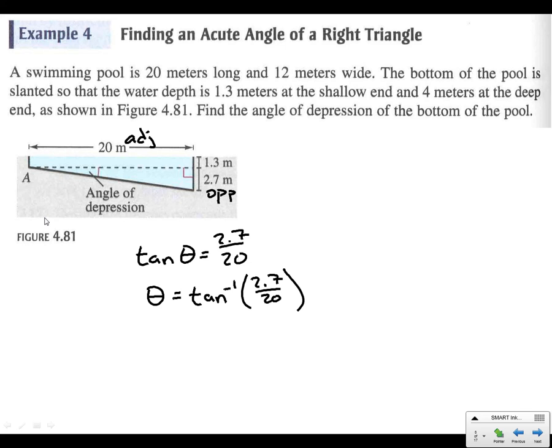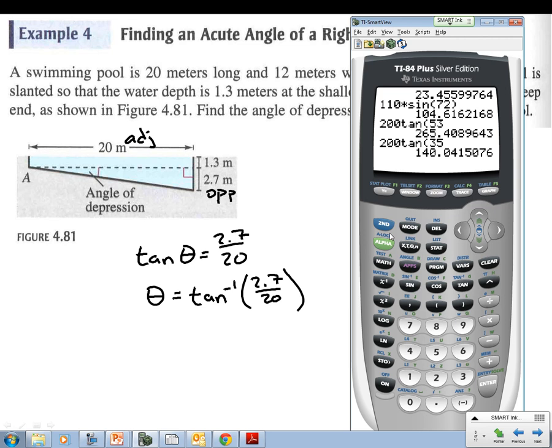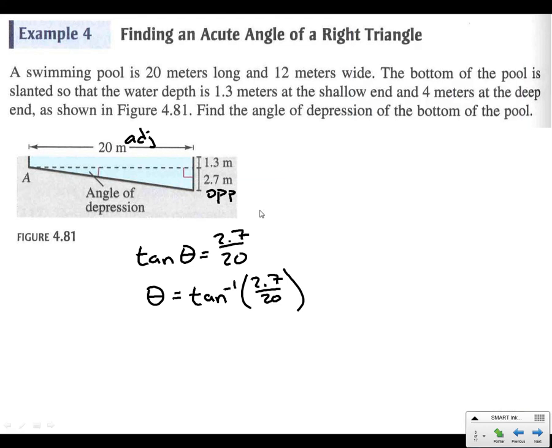Do we want this in degrees or radians? I'm assuming that we want this in degrees. It doesn't really make sense to talk about the angle of a pool in radians. So let's do this. Second tangent, 2.7 divided by 20, and 7.69 degrees is the angle of depression of the pool. Use the inverse operations for number 29.